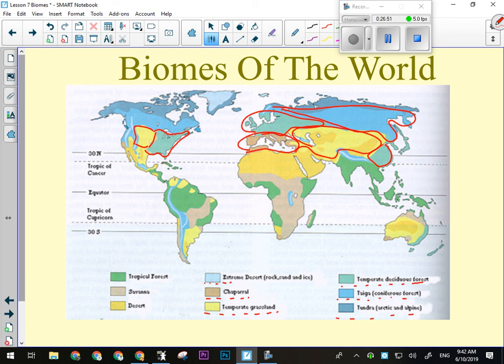All right. So those are the biomes that we're going to be going over. We'll look at their climate. We'll look at their plant life, animal life, soils, all of that kind of stuff. We'll be looking at it from a lot of different points of view.